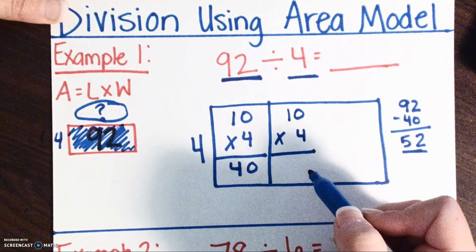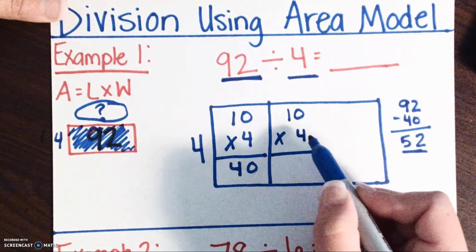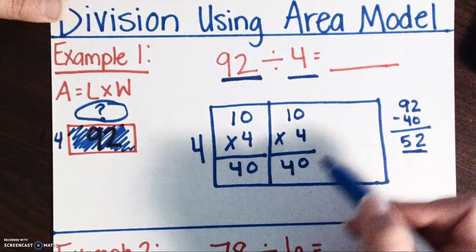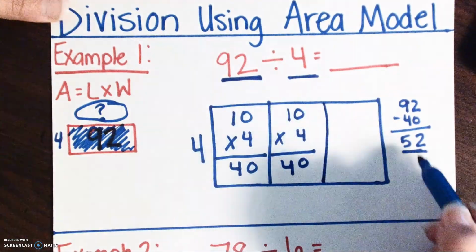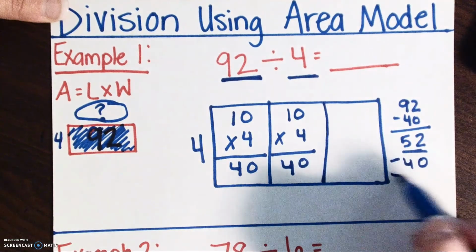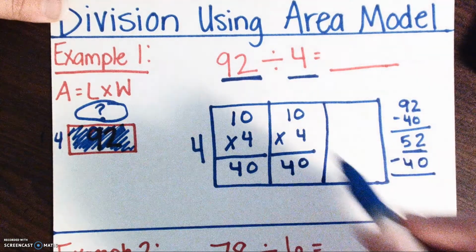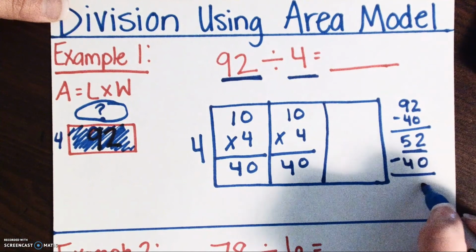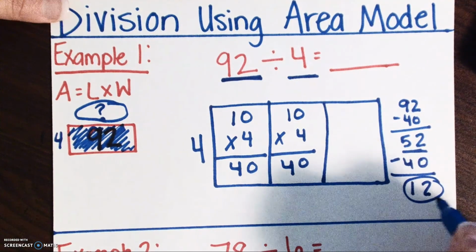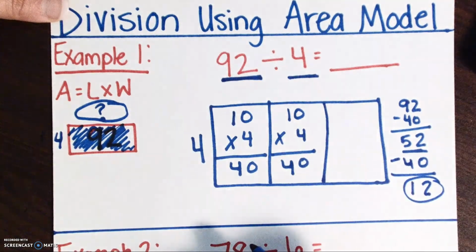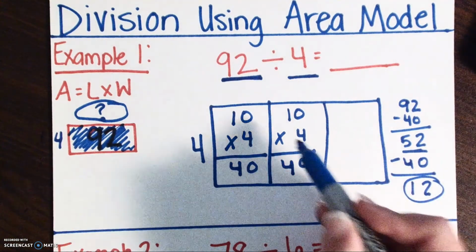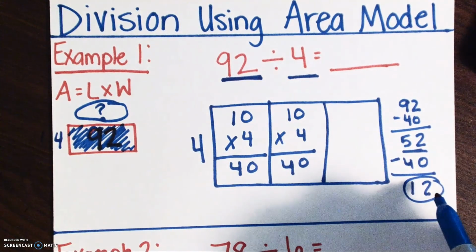And I'm going to be at 40 again. So now I have another 40. I can take it away from what's here to find out what I have left to get to 92. 2 minus 0 is 2. 5 minus 4 is 1. Guys, I just need 12 more to reach 92. So I've got to think about it: 4 times what could get me to 12?